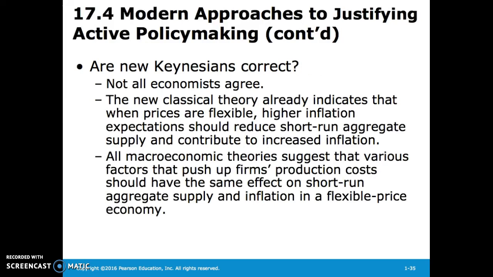So are the New Keynesians correct? Not all economists agree. The new classical theory already indicates that when prices are flexible, higher inflation expectations should reduce short-run aggregate supply and contribute to increased inflation. All macroeconomic theories suggest that various factors that push up firms' production costs should have the same effect on short-run aggregate supply and inflation in a flexible price economy.